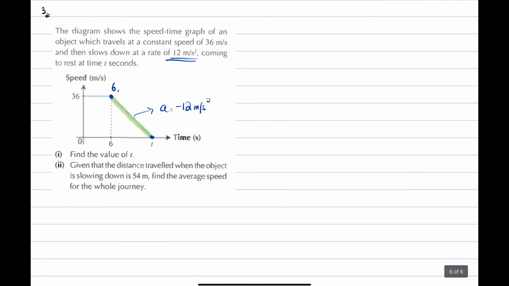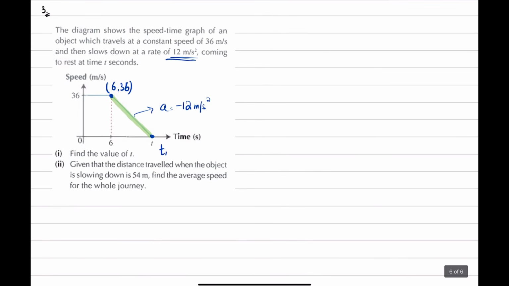Okay, so that means we have 2 points. One of them is 6 comma 36, the other is t comma 0. What we have is basically the gradient of this line. So if I find out the gradient of this line, I will do y2 minus y1, okay, over t minus 6. And what is that equal to? That's equal to minus 12. Okay, so let's work this out. Minus 36. In fact, do this: 0 minus 36, you can straight away write it as minus 36.